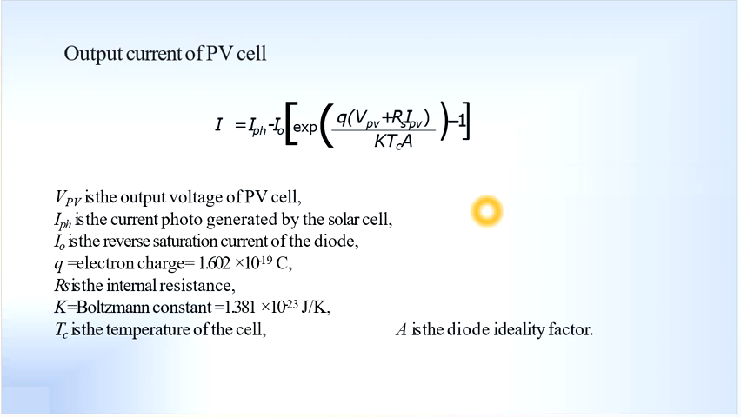I0 is the reverse saturation current of the diode, because this part is nothing but diode current, because the current coming out is equal to photocurrent minus diode current. So this complete part is of diode current, in which I0 is the reverse saturation current and Q is the electron charge, which is 1.602 into 10 power minus 19 coulombs. RS is the internal resistance in series, and K is the Boltzmann constant, which is having the value given here. Tc is the temperature of the cell, and A is the diode ideality factor, right?